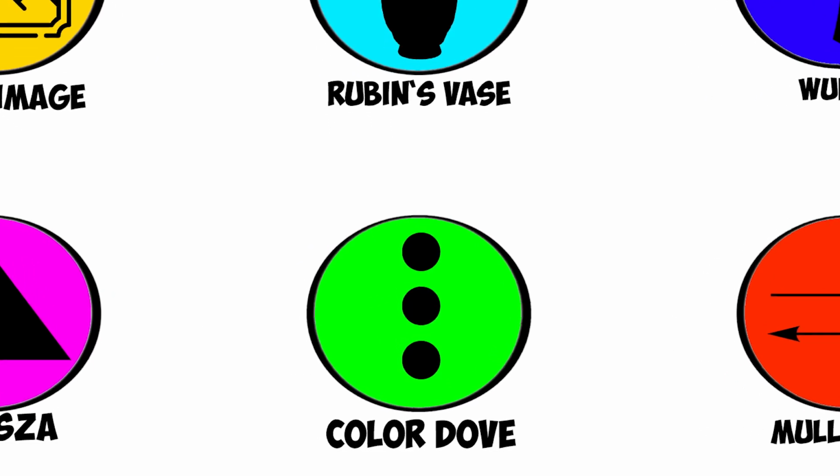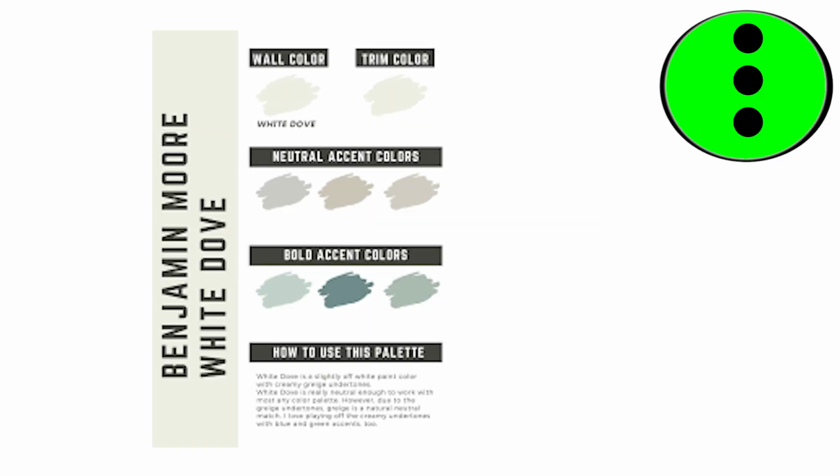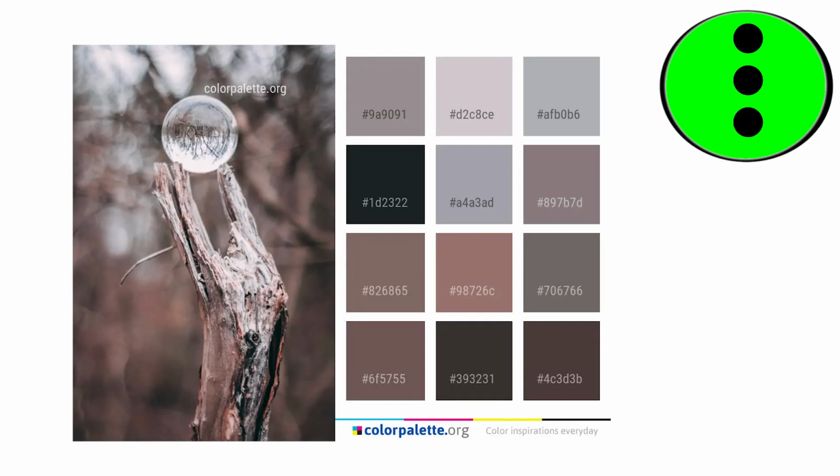The next optical illusion will be color dove. The color dove optical illusion is one of the most interesting illusions that demonstrates how the perception of color can be influenced by context and environment. This illusion is created by using different colors that affect the perception of shape.